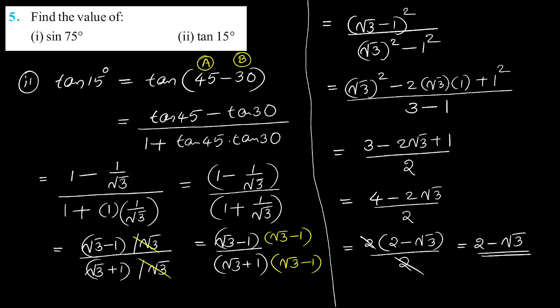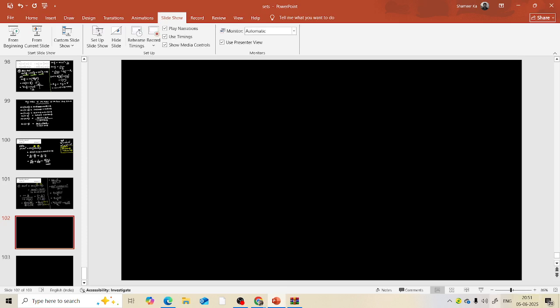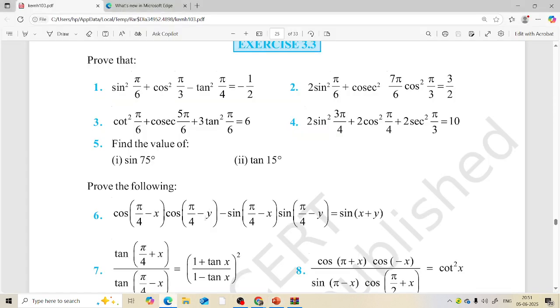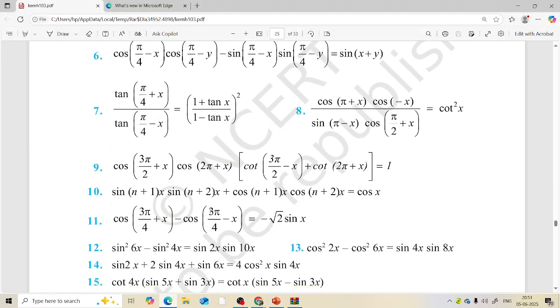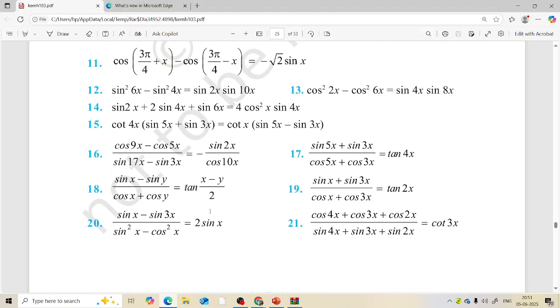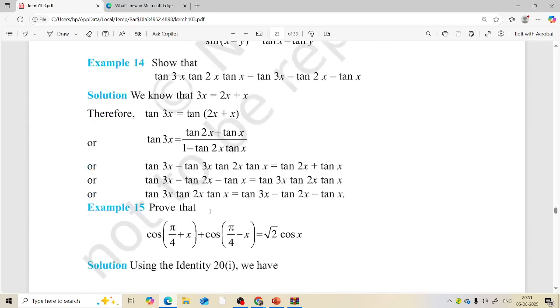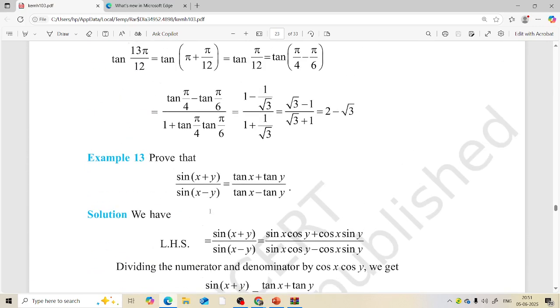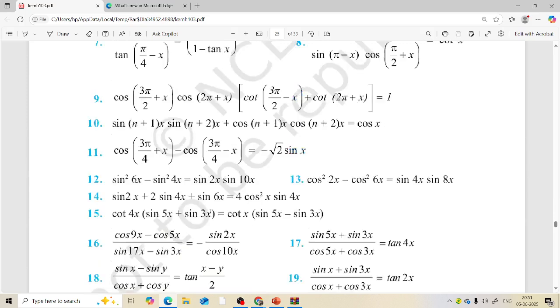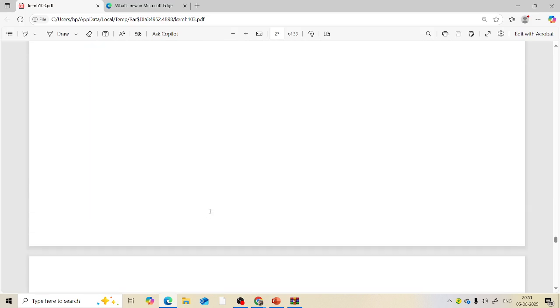Everyone completed. Okay, yes, everyone finished. The next problem. There are plenty of questions. There are some important questions in the solved examples also. I have to discuss that. There are certain important questions in the solved examples. 1 minute.